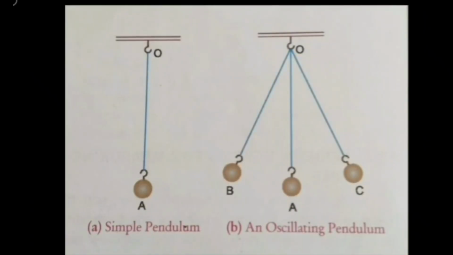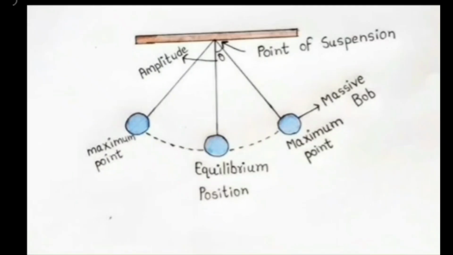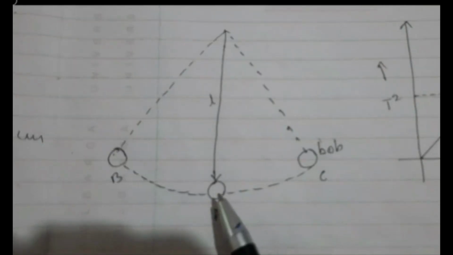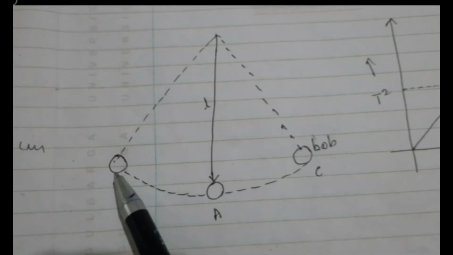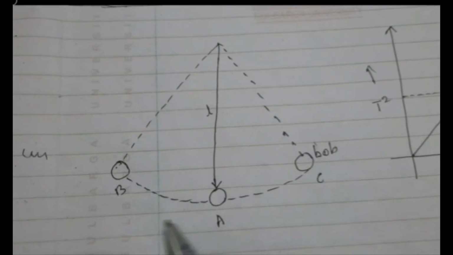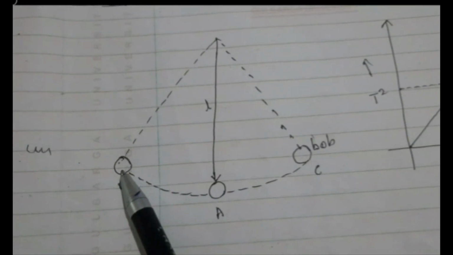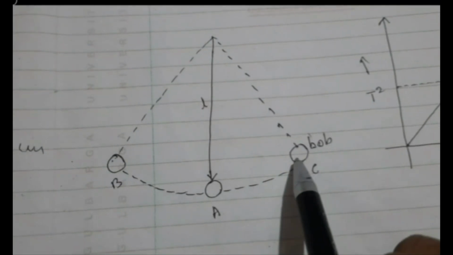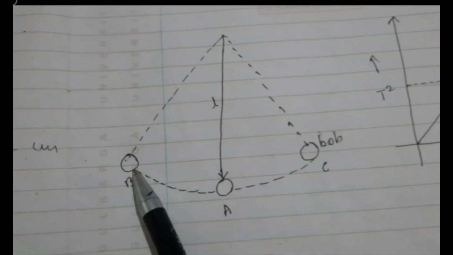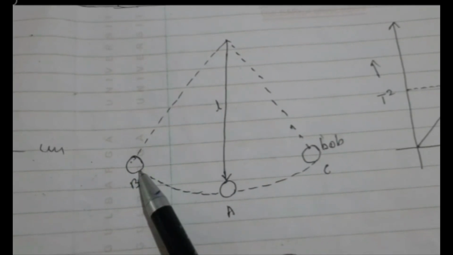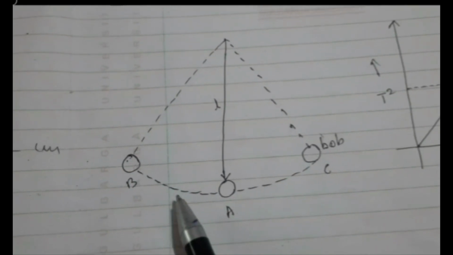So you can see the image of the simple pendulum at rest, and when it is oscillating. When it oscillates, the middle is the equilibrium position, and it can reach the maximum points when it oscillates. That is, A is the equilibrium position, B and C are the maximum points of the bob. So one oscillation means from B to C and then from C back to B, that is one oscillation of the bob, the simple pendulum.